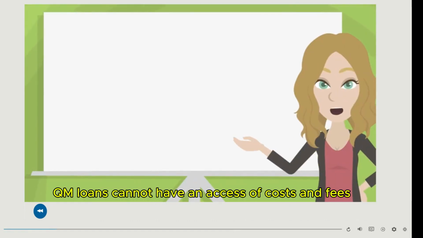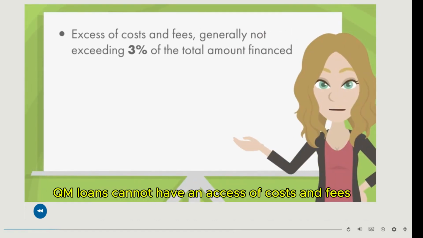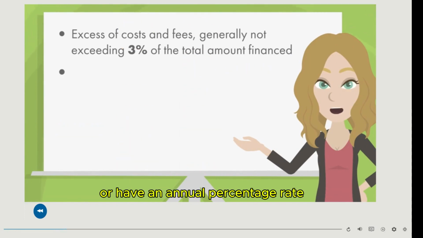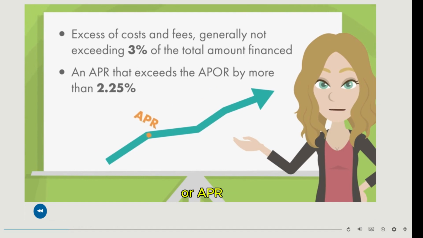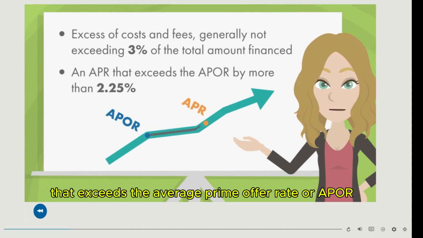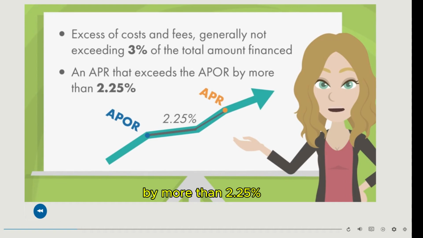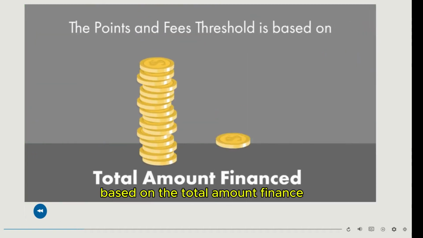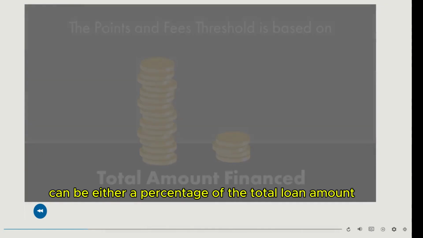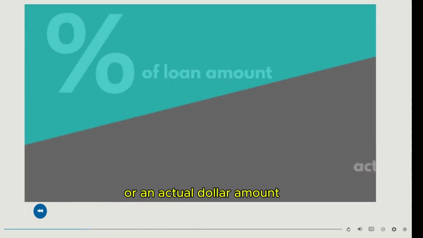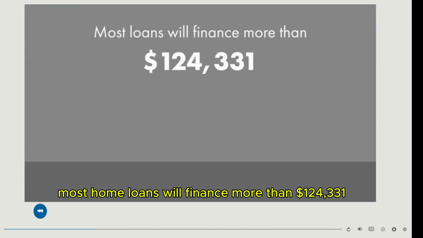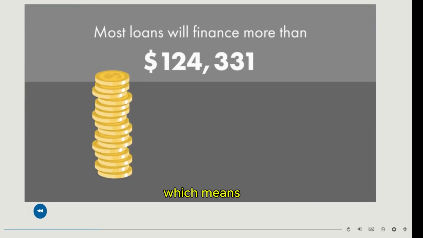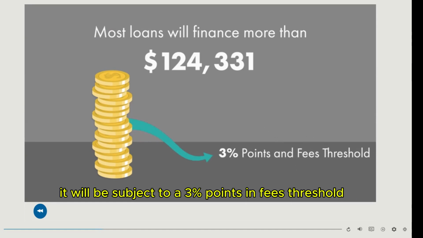Because of these protections, QM loans cannot have an excess of costs and fees generally not exceeding 3% of the total amount financed, or have an annual percentage rate, or APR, that exceeds the average prime offer rate, or APOR, by more than 2.25%. The points and fees threshold can differ based on the total amount financed. The threshold can be either a percentage of the total loan amount or an actual dollar amount. Most home loans will finance more than $124,331, which means it will be subject to a 3% points and fees threshold.